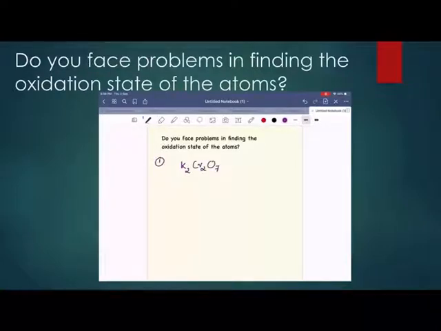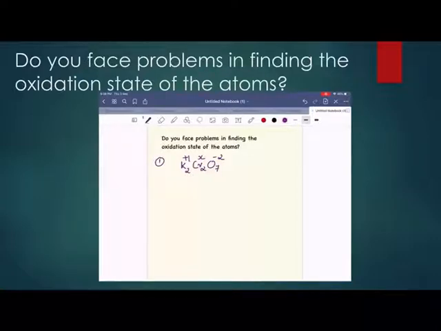We know that potassium is an alkali metal, so it has an oxidation state of +1. Oxygen has an oxidation state of -2, but we do not know the oxidation state of chromium. As per the second rule that I discussed in the previous slide, if I add all the oxidation states of all the atoms, the sum should be 0.